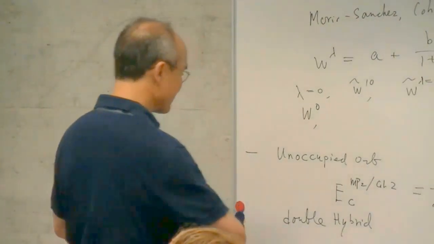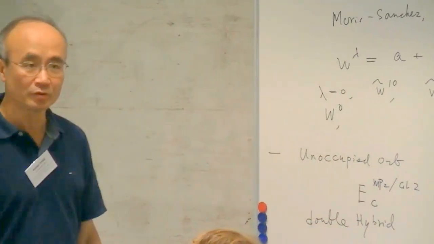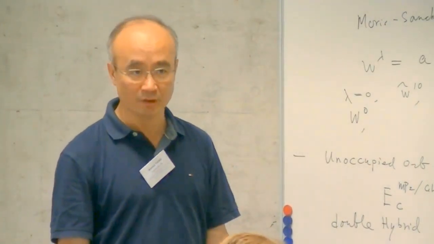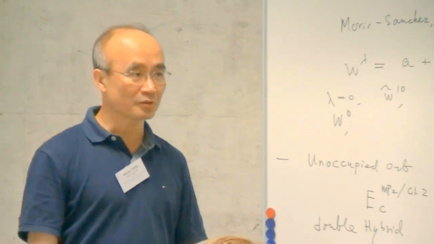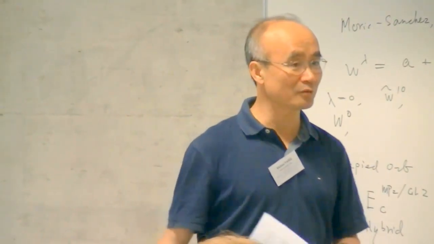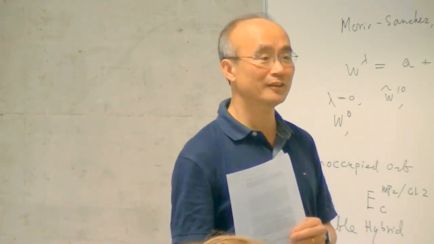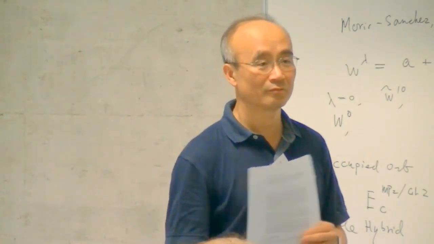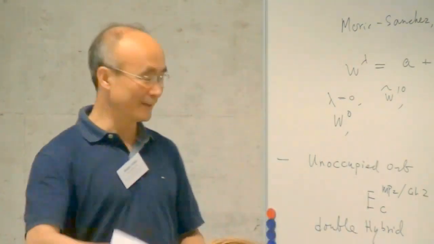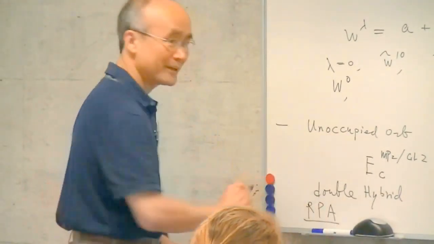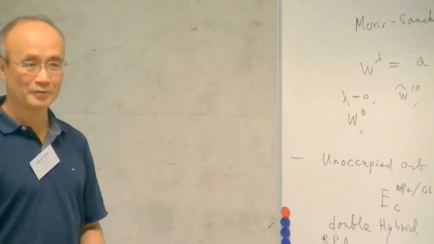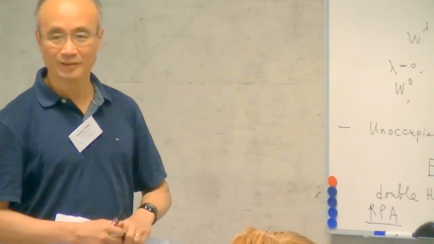Then the last one that uses unoccupied orbitals is a very popular functional, of much current interest: random phase approximations. Was there any discussion on the random phase approximation already? No. But Adrian is going to talk about the random phase approximation in his research talk. Okay, so the next is RPA, the random phase approximation, and you'll hear from Professor Adrienn Ruzsinszky in her research talk.